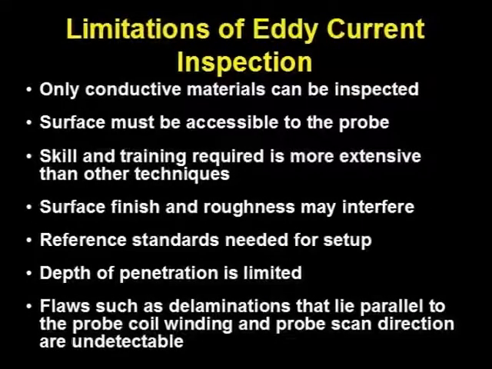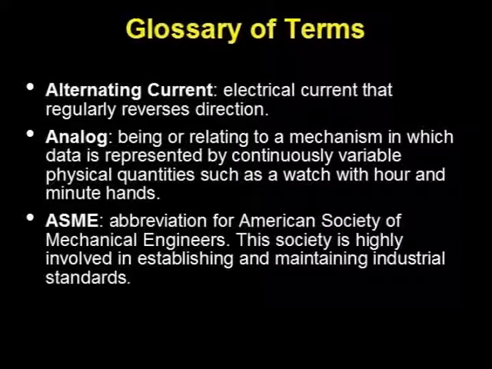The limitations of eddy current inspection include: only conductive materials can be inspected. The surface must be accessible to the probe. The skill and training required is more extensive than for other techniques. The surface finish and roughness may interfere with inspection. Reference standards are needed for setup. The depth of penetration is limited. Flaws such as delaminations that lie parallel to the probe coil winding and probe scan direction are undetectable. The following glossary of terms defines some of the terms used in eddy current testing.